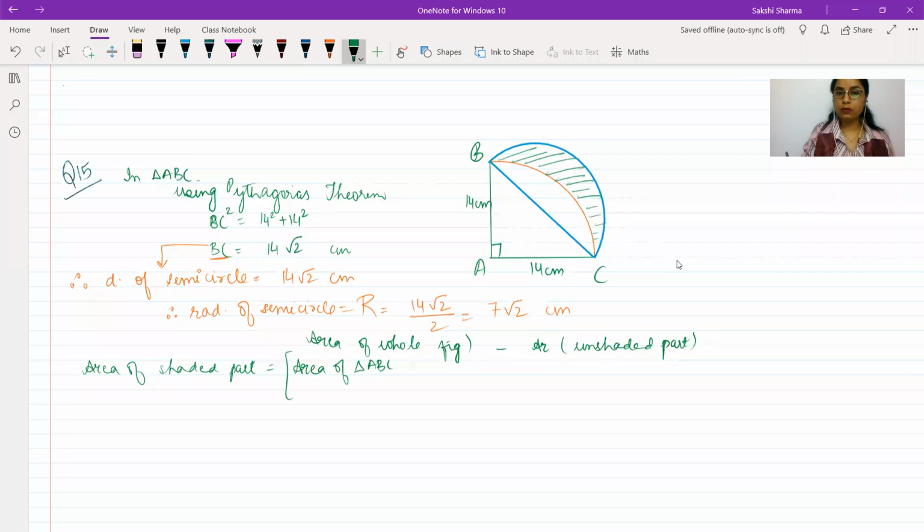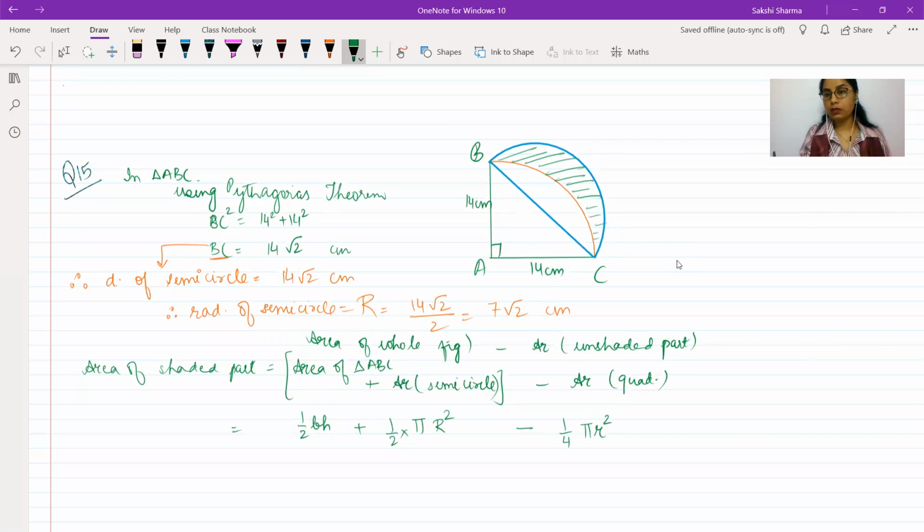The area of the whole figure will be given by the area of the triangle plus the area of the semicircle. And then we will subtract the area of the quadrant, because the quadrant is the unshaded part. For the area of the triangle, we will use the formula half base into height. For the area of the semicircle, half pi r square. And for the area of the quadrant, we will have 1/4 pi r square.